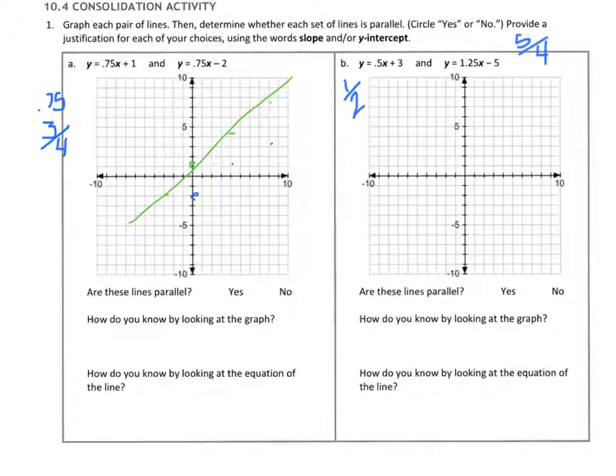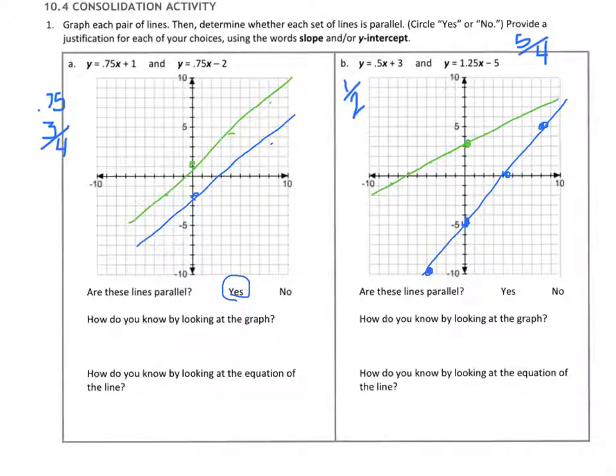You can see from the equations that these two lines have the same slope, so you know that yes, they are parallel, and you can tell if my lines are a little bit straighter that they would never intersect. In B, the first equation has a y-intercept of positive 3 and a slope of 0.5. 0.5 as a fraction is 1 over 2. The second equation has an intercept of negative 5 and has a slope of 1.25, which is the same as 5 over 4. These two lines would end up intersecting, so we know that they are not parallel and their slopes are not the same.